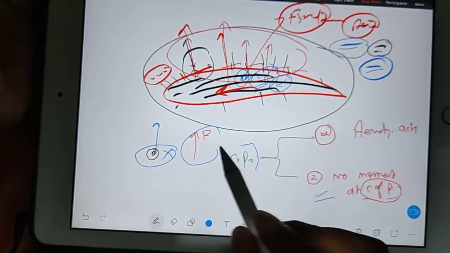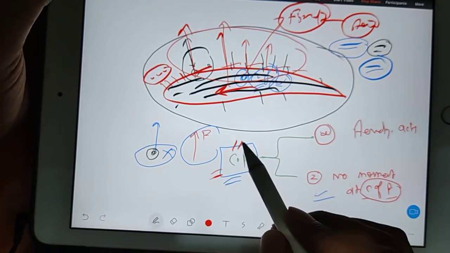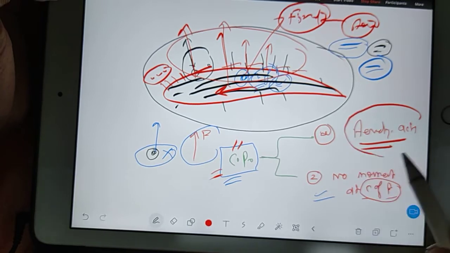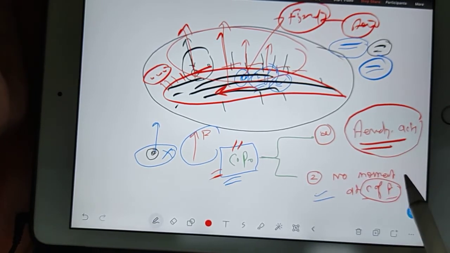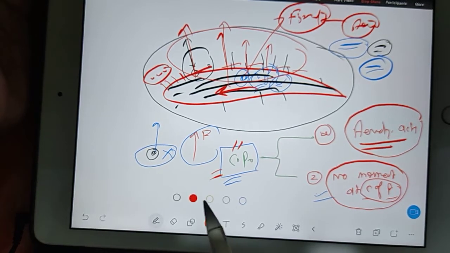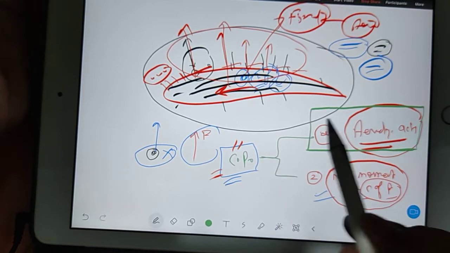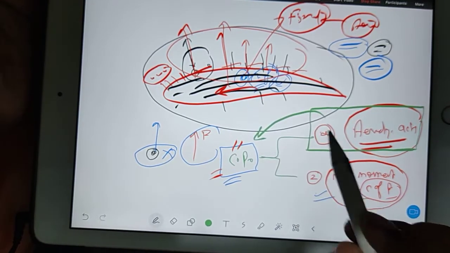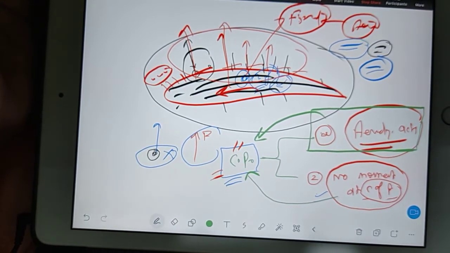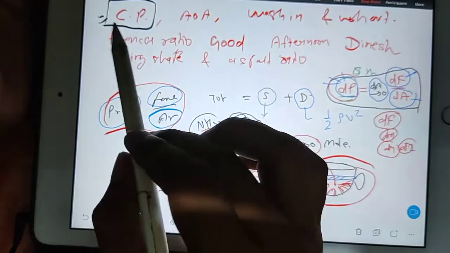So what is the definition of center of pressure? Center of pressure is the point. Keep in mind, it is a point at which the aerodynamic force is acting and it has zero moment. If you say only that the aerodynamic force is acting, then it is half the definition. The complete definition is that the moment is also zero. Clear? Okay. So this is about the center of pressure.